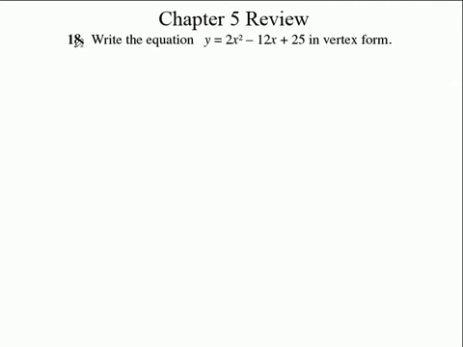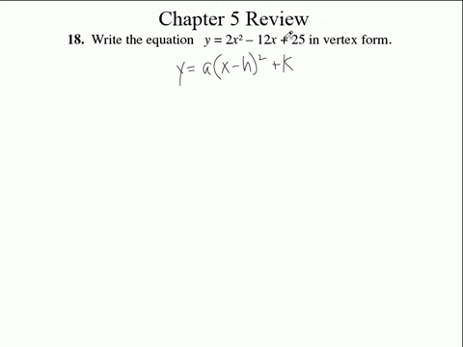Alright, let's move on. We're almost done. Number 18. Write the equation in vertex form. Well, we've got to know what vertex form is first of all, so let's write that down. It's going to be y equals a times (x minus h) squared plus k.